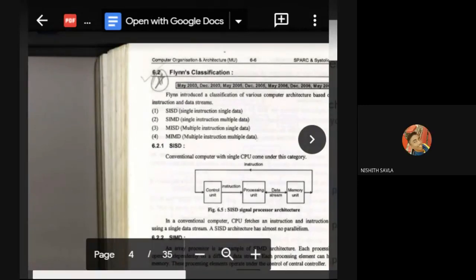Yes, Nishit. Ma'am, it is using all the processor cores, multiple cores of the processor. Yes, it is using multiple cores of the processor. So how can I differentiate between multi-computer and multiprocessor? Any one of you? Ma'am, it has multiple cores in multiprocessor. In multi-computer, there are different processors.